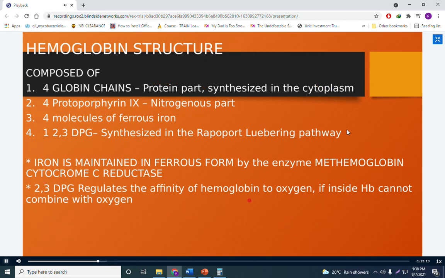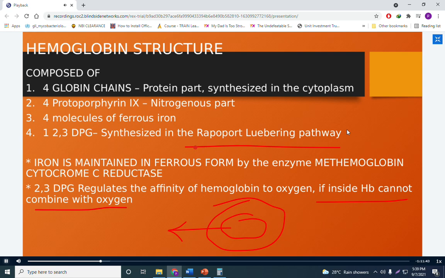So imagine nyo class, ito yung hemoglobin molecule nyo. Sa loob ng hemoglobin molecule nyo class, merong 2,3-DPG dyan. Now, normally, nasa loob yan. But in cases na kapag na-synthesize na siya sa Rapoport-Luebering pathway, si 2,3-DPG nyo class, lalabas yan. The moment na lumabas yan, pwede na siyang mag-bind. Pwede nang mag-bind with oxygen ang hemoglobin nyo.